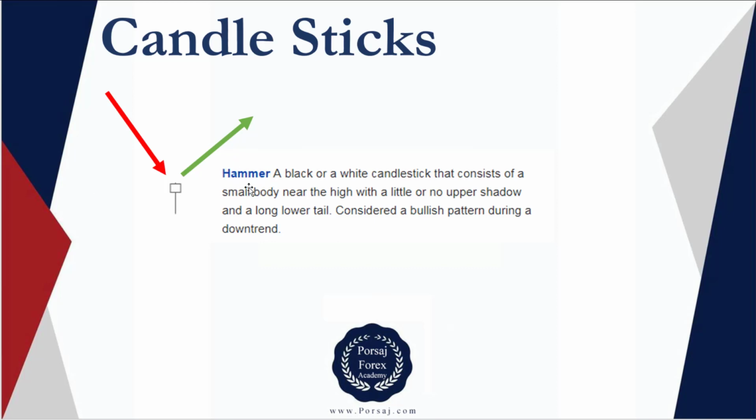A hammer candle is a single candlestick pattern that is typically considered a bullish reversal signal. It forms at the bottom of a downtrend and has specific characteristics that traders use to interpret its significance. The hammer candlestick pattern suggests a potential shift from bearish momentum to a bullish reversal.